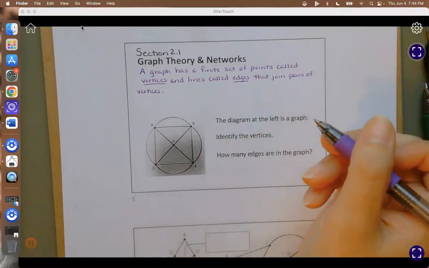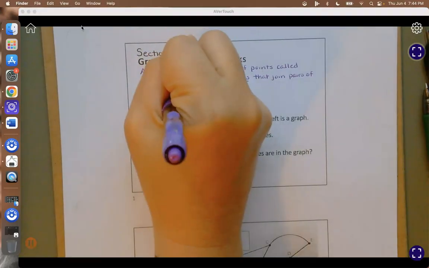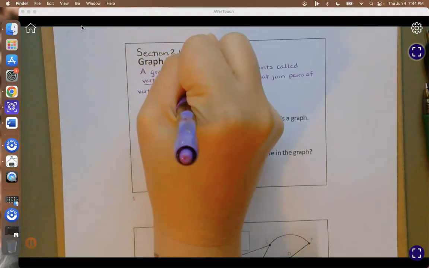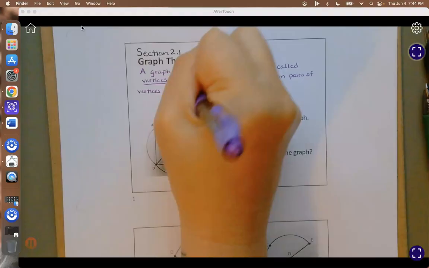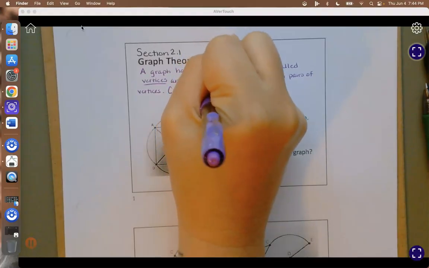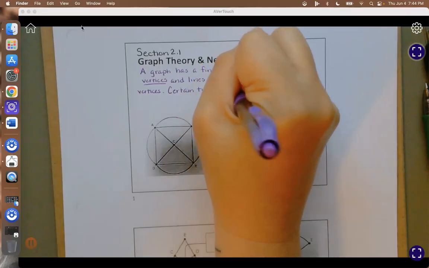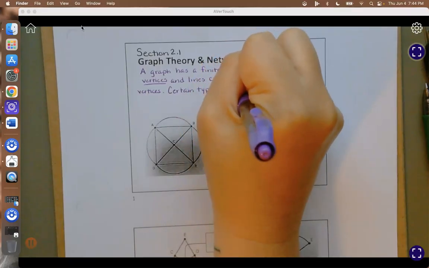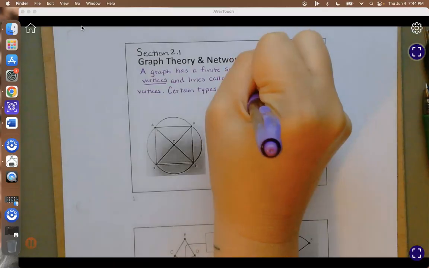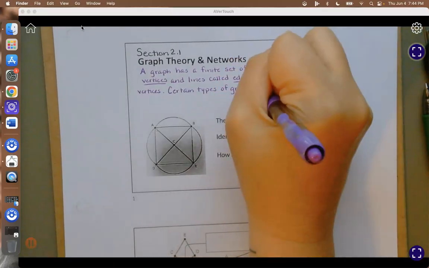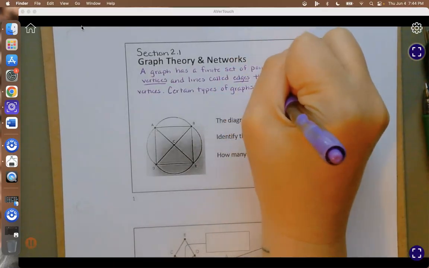I'm going to count the ones on the outside first. 1, 2, 3, 4, 5, 6, 7, 8, 9, 10, 11, 12. There are 12 edges in this graph. Cool. All right.